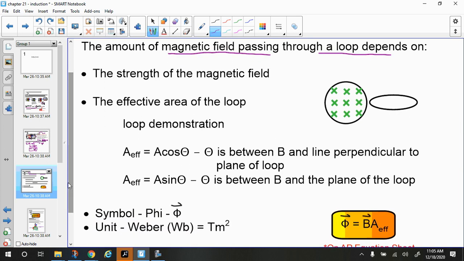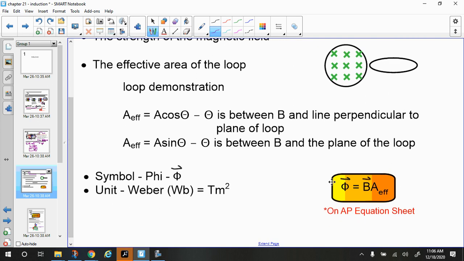The symbol for magnetic flux is a phi, a Greek symbol, and it is a scalar. The unit is a Weber, and a Weber is equal to a Tesla times a meter squared: magnetic field times area. This is the equation that you will see on your AP equation sheet: flux is equal to magnetic field times area. Now, the equation sheet doesn't have effective area on there, it just has area. But it's important to note that that area is going to be dependent on the angle between the magnetic field and the plane of the loop.